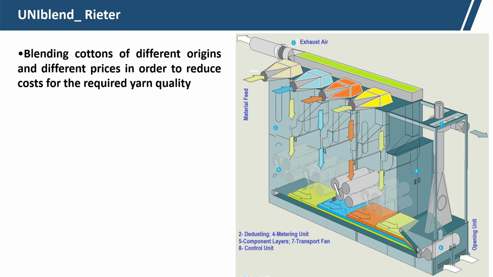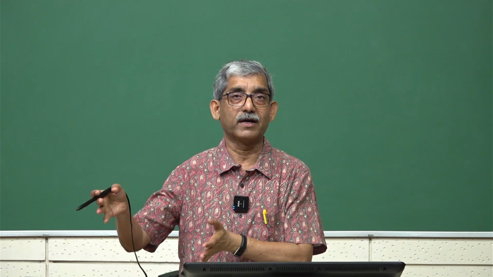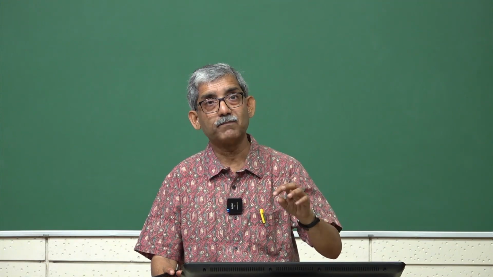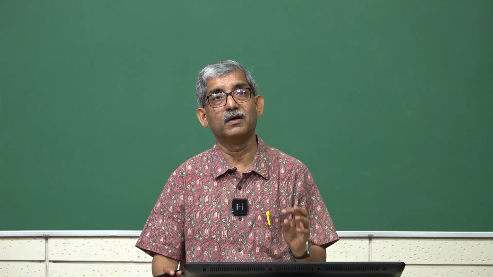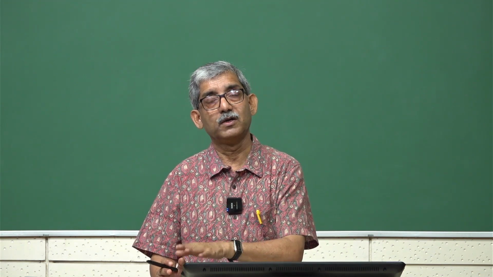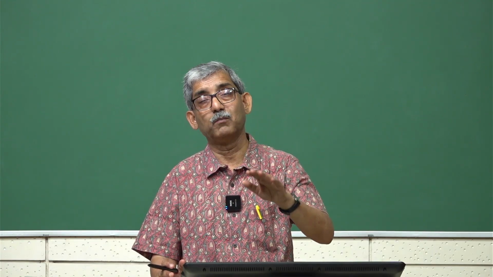Now, here we can see the blending controls of different origin and different prices in order to reduce the cost. We can blend cotton from different varieties precisely. To reduce the cost, we can use some quantity of low cost cotton with the normal cotton to reduce the price.